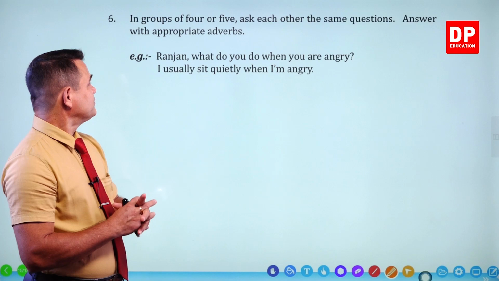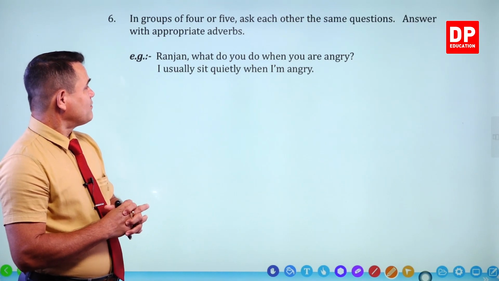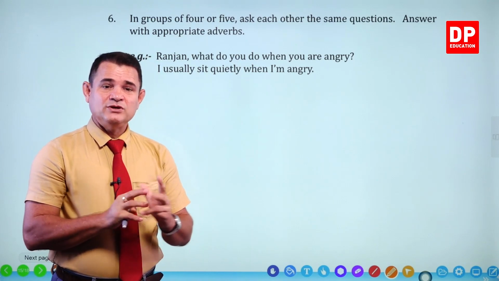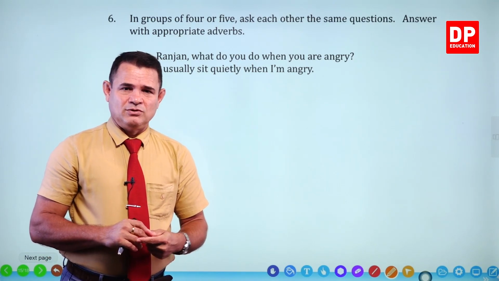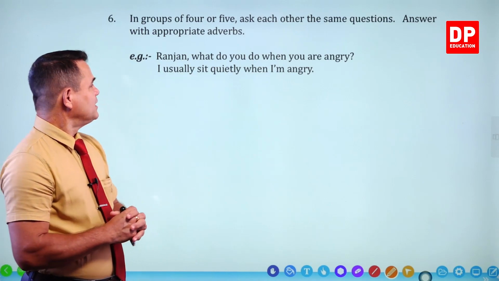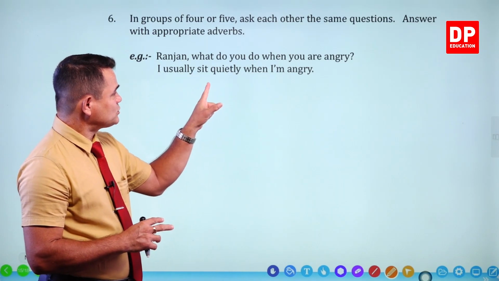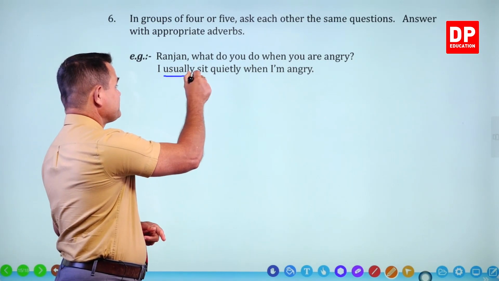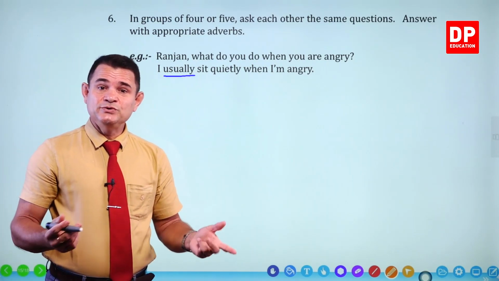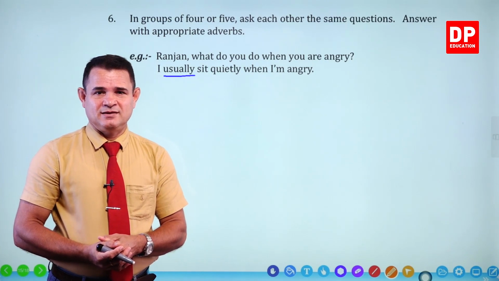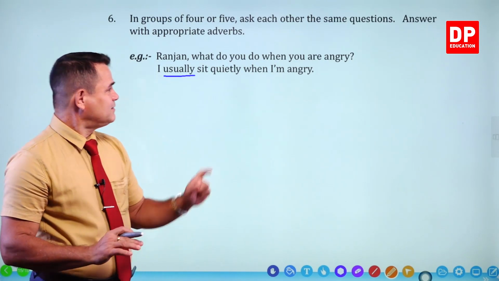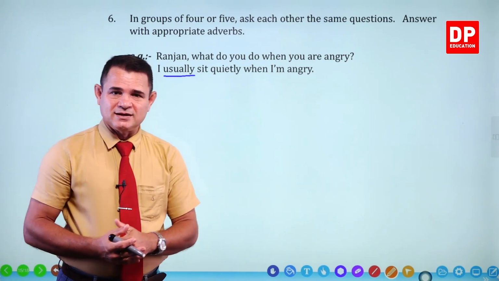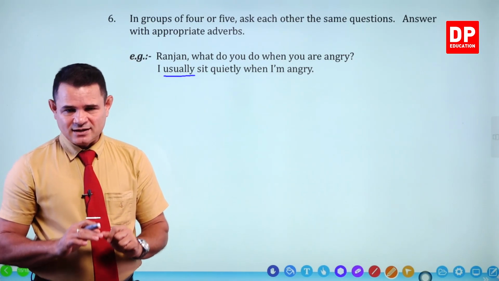Right? Example, Ranjan, what do you do when you are angry? The answer: I usually sit quietly when I am angry. And use the adverb. I usually sit quietly when I am angry.